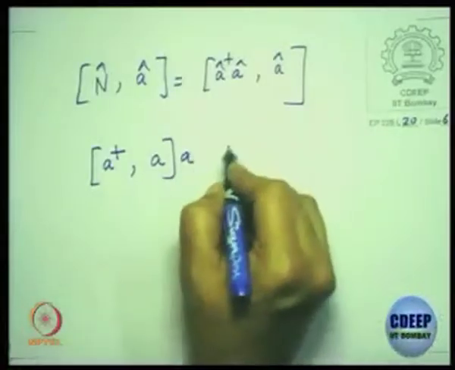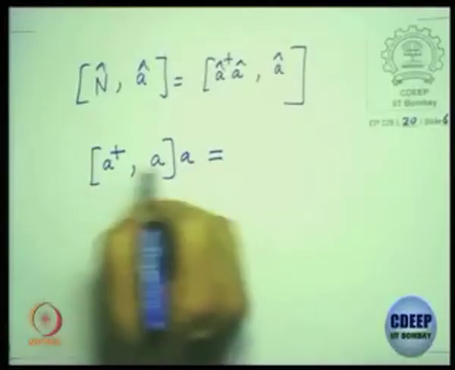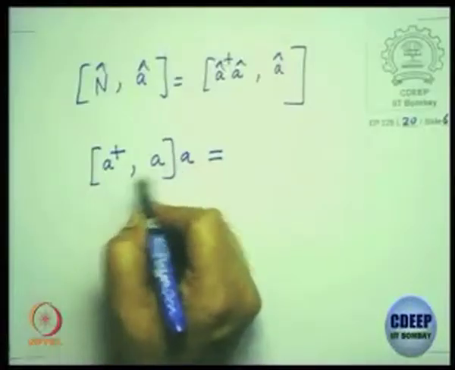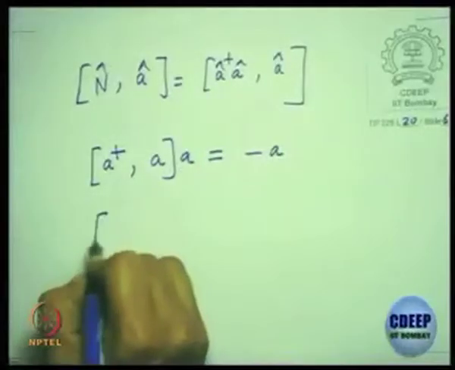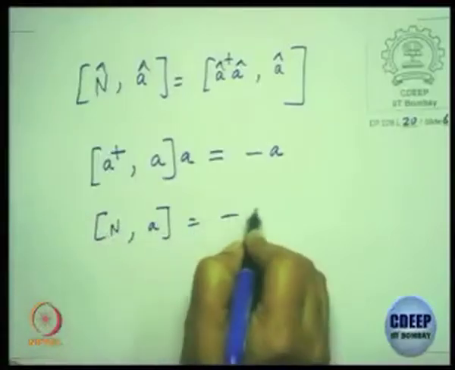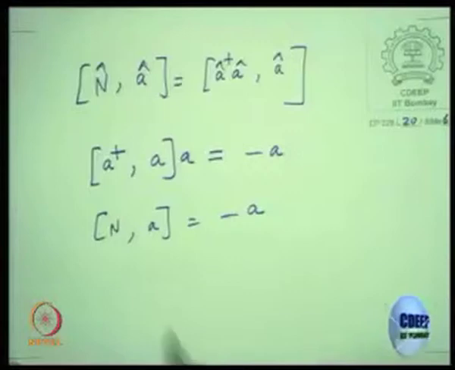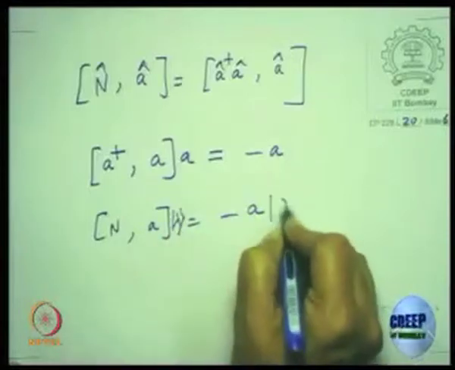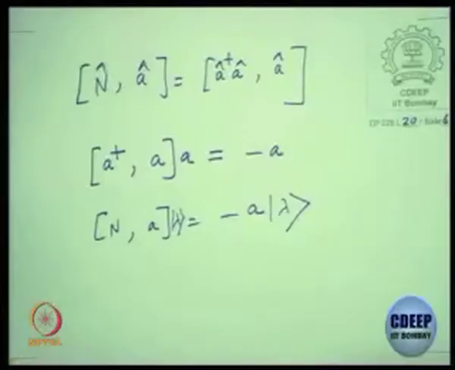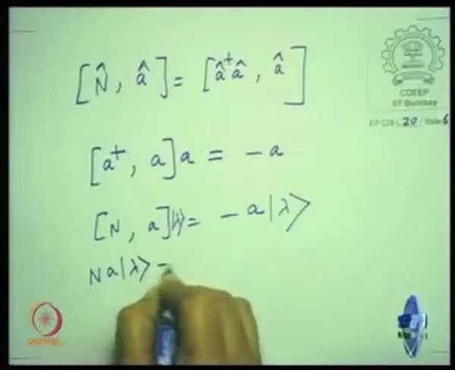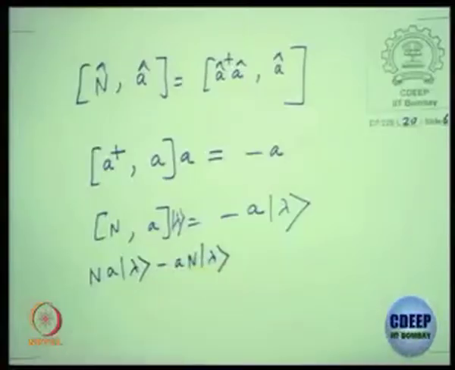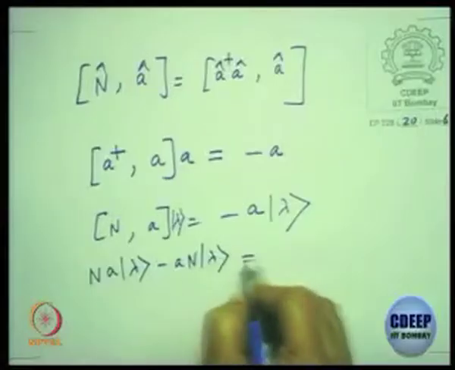What will this be? A with A dagger was 1. A dagger with A is minus 1, so you have minus A. So the commutator of the number operator with A operator is minus A. Suppose I operate it on a lambda state, which is an eigenstate of the number operator. What will this be? N A on lambda minus A N on lambda, left hand side, equal to minus A on lambda.